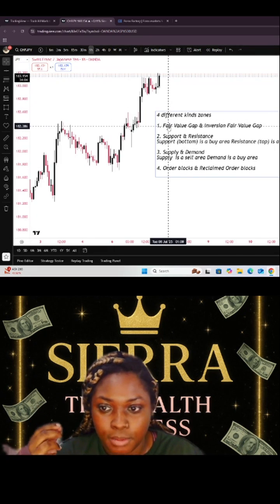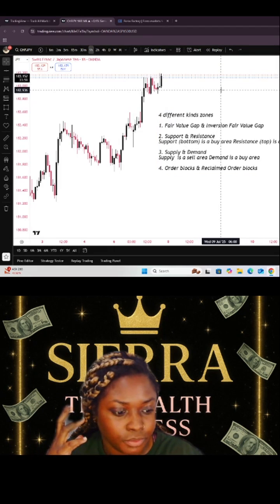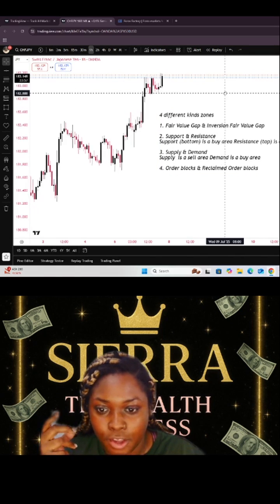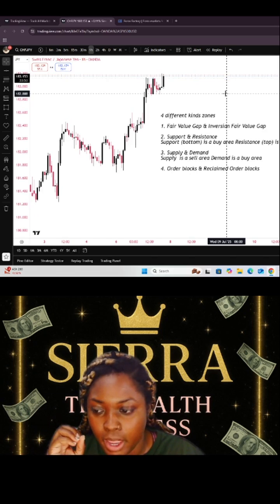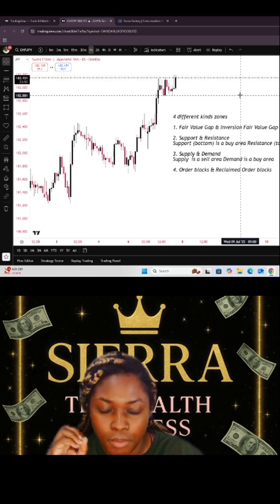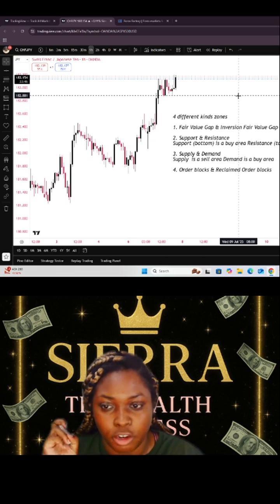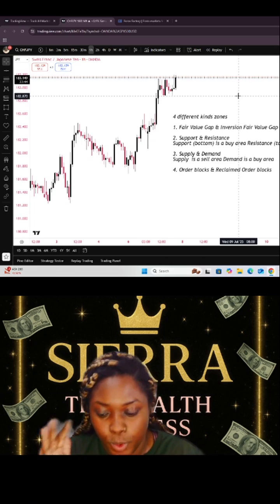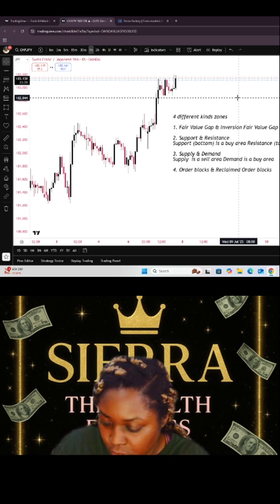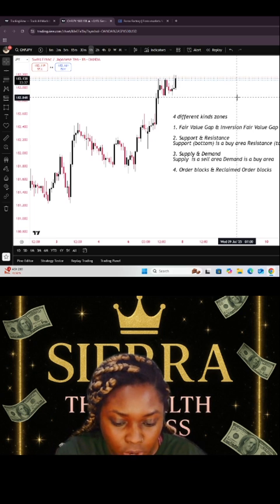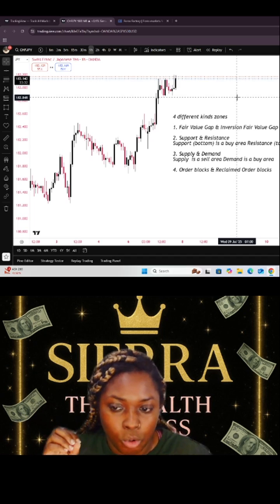Fair value gaps and inversion fair value gaps is what we're going to touch on first. A fair value gap and an inversion fair value gap is when the market makers, is what they call it, but it's basically the banks, right? Because in trading, you're trading with the banks, okay? So it's when the banks put so much money into the market that it leaves a hole in the market.